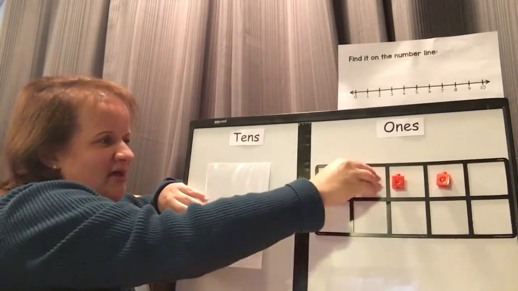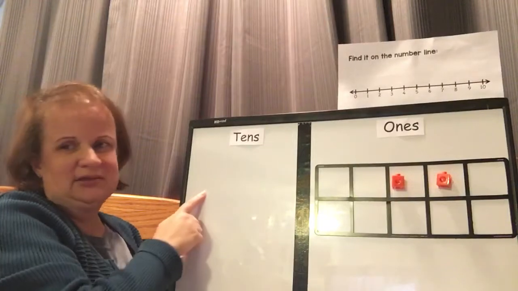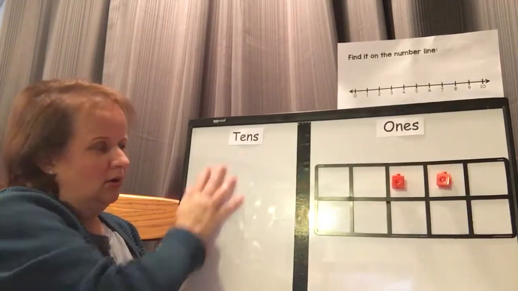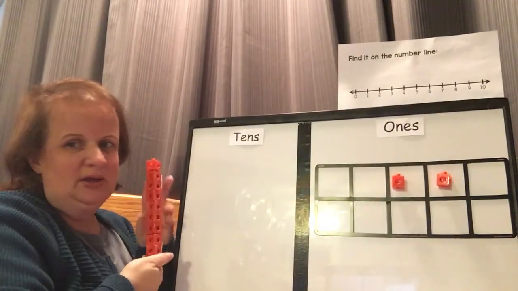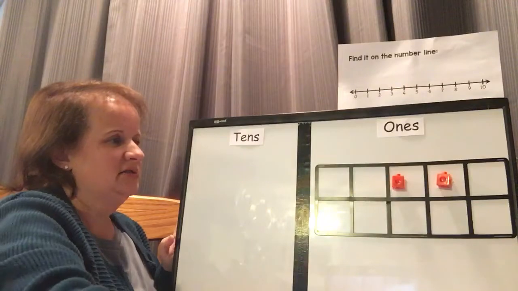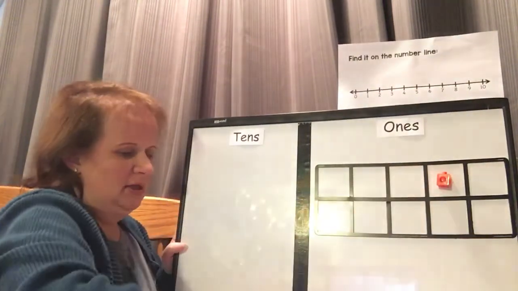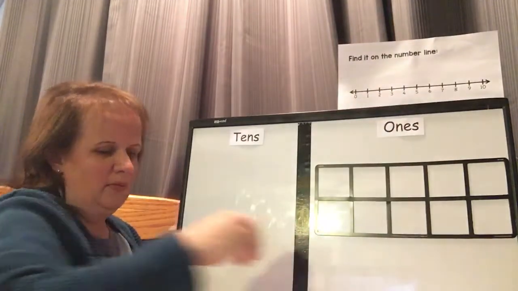Nice job, friends. There were 0 tens. No blocks and no rods in the tens. For number 4, only blocks in the ones column.